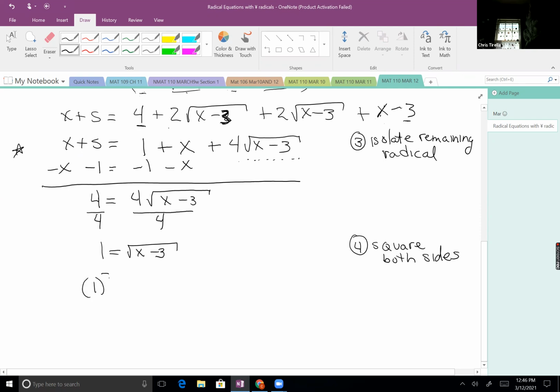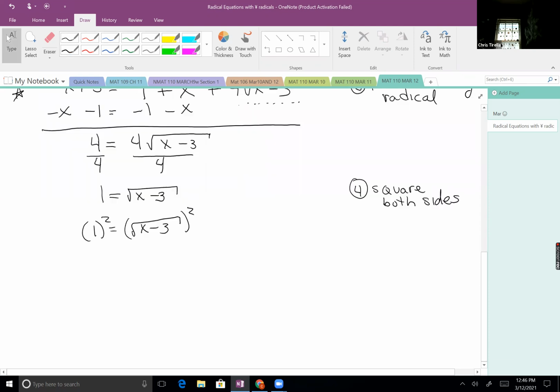And so that gives me 1 squared is equal to the square root of x minus 3, squared. 1 squared is 1. And as we said previously, when I square a radical, I just get the radicand. It's kind of like taking that hat off. And now I've got an equation that I can solve. So here, to solve this, all I need to do is add 3 to both sides. And I get x equals 4.